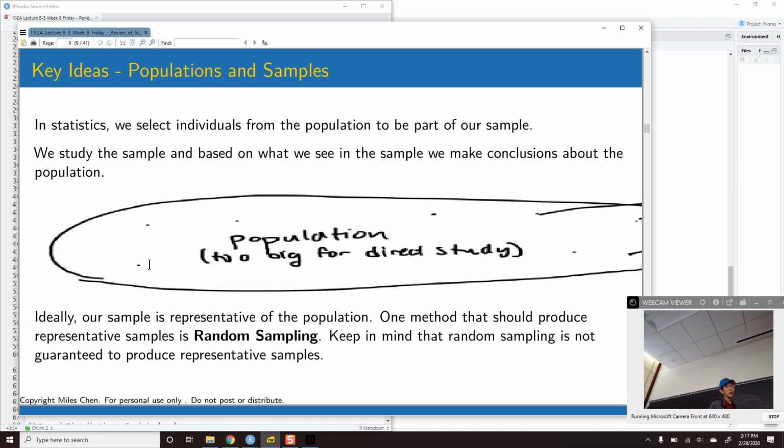Ideally, this sample that you look at is representative of the population, okay? And so one method that's supposed to produce representative samples is random sampling, okay? And I don't know if your intro stats class told you that random sampling is hard, okay? Random sampling is hard, okay? And even if you're able to do random sampling, it's not guaranteed to produce representative samples, okay?